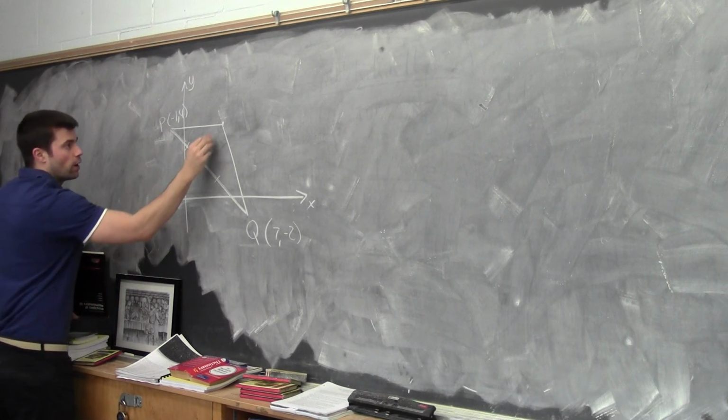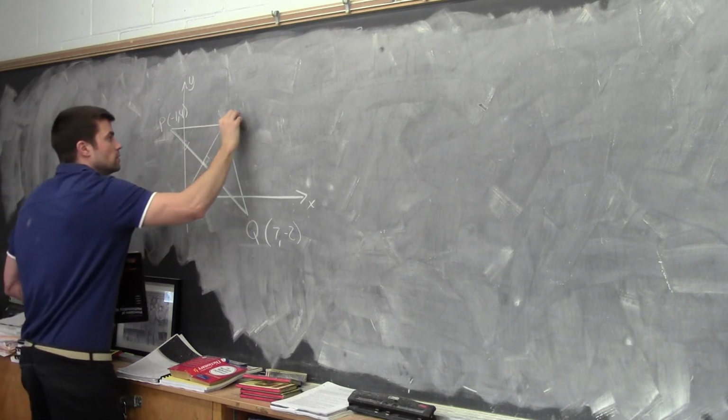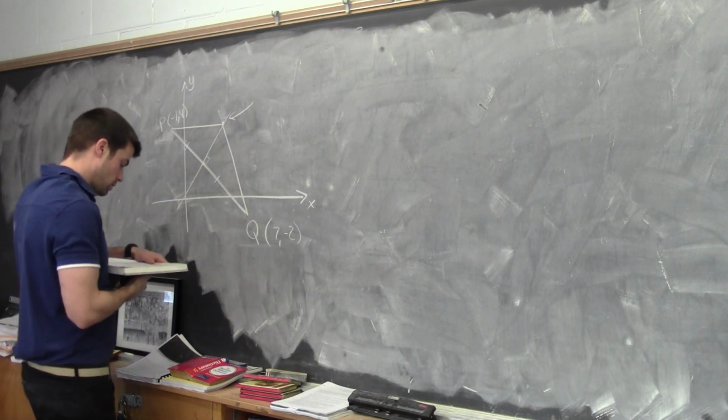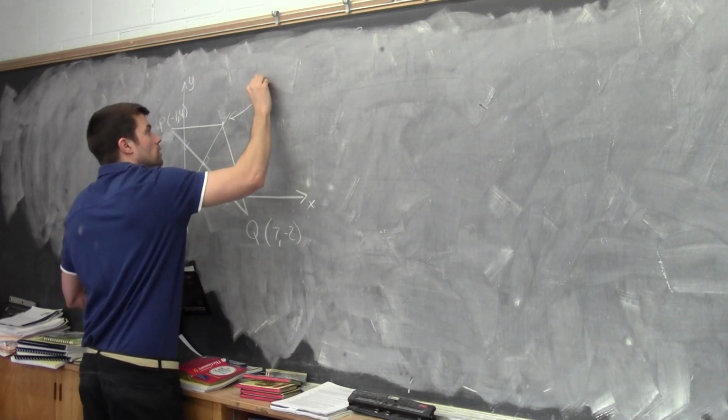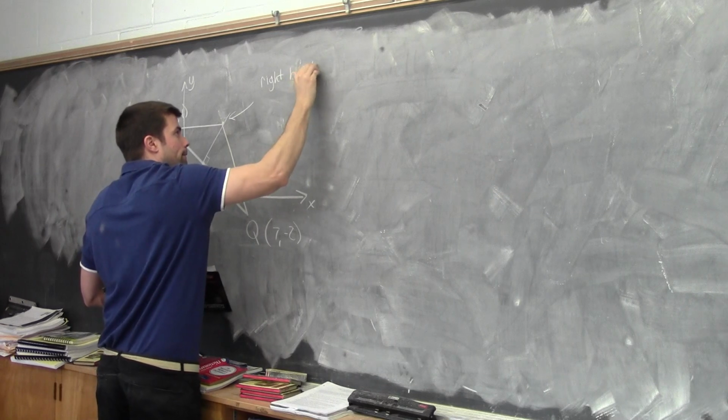And then we find the right bisector, it's called. What the right bisector is, that's this line here. So we're going to define this. Right bisector.